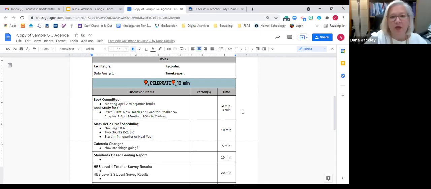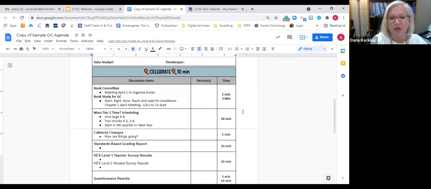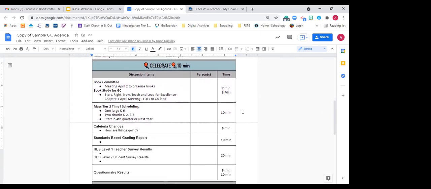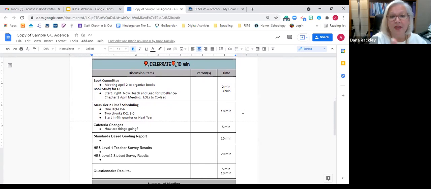And you can see we have on there like a book study. So we would take a few minutes to discuss the book study or scheduling, or something as simple as the cafeteria changes. We made some procedure changes in the cafeteria. So we were discussing, how's it going? And because we do have representatives from each grade level, we know how it's going in each grade level. So that's just a sample of our agenda.